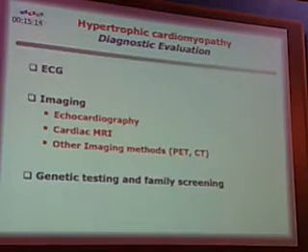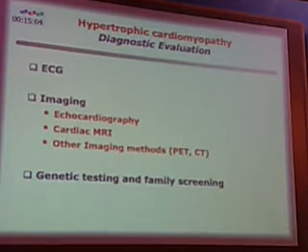What about the diagnostic evaluation? We use three main weapons here. It is the ECG, it is imaging, different kinds and modalities of imaging, and to some degree we are using genetic testing and family screening.